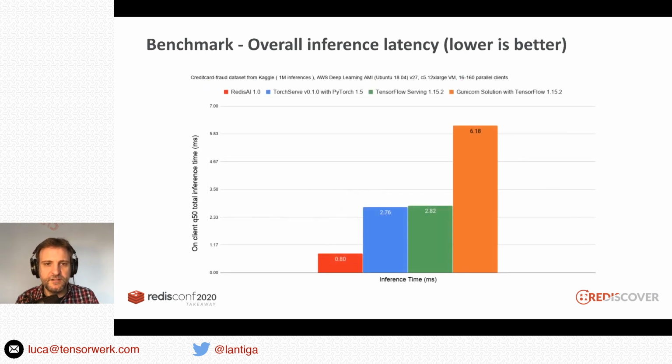And this is a more aggregated view of the same thing. We did our benchmarks on 1 million inferences on a deep learning AMI on AWS on a 12x large VM. And we used many parallel clients to put pressure on the runtime.